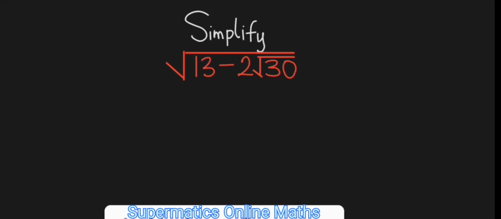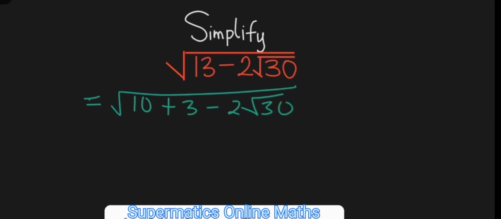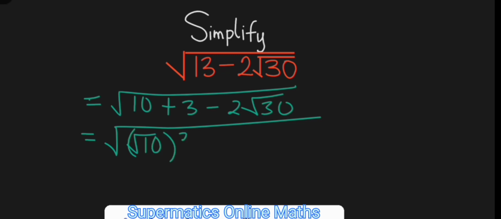To simplify the nested radical, the square root of 13 minus 2 root 30, we write 13 as 10 plus 3 and minus 2 root 30. Then 10 can also be written as the square root of 10 all squared, while 3 can be written as the square root of 3 all squared. Minus 2 root 30 is written as 10 times 3.